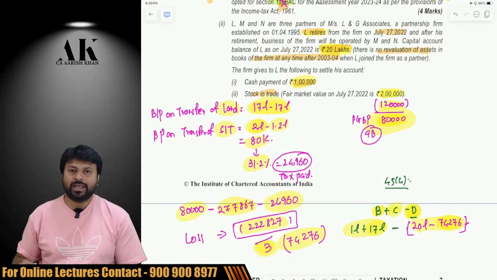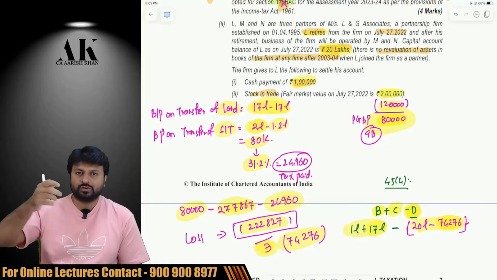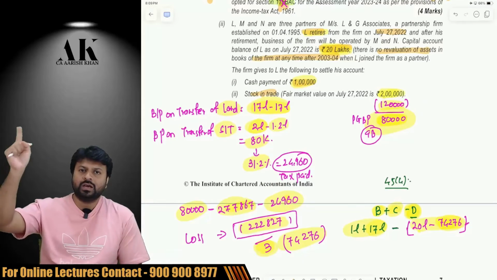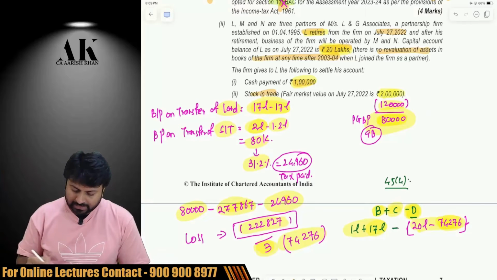When is 9B applicable? 9B is applicable if the firm gives to a partner stock in trade, or if the firm gives to a partner a capital asset. Okay. So, first of all, the firm is giving to the partner stock in trade.